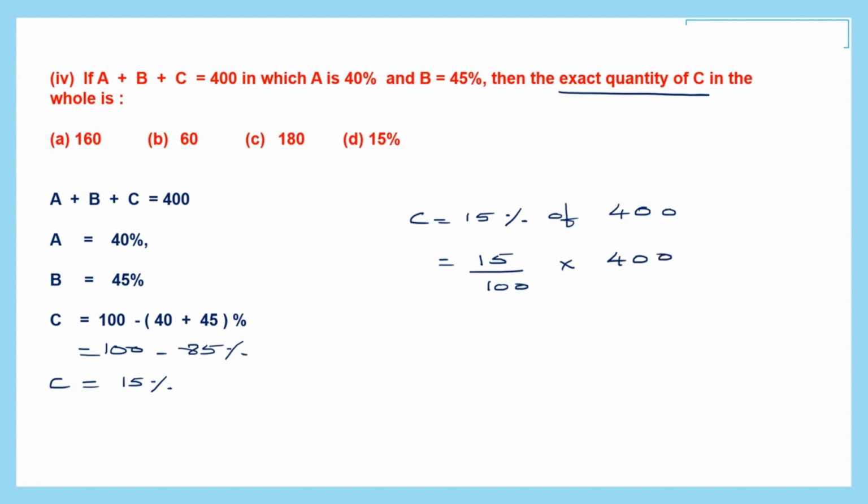Now let's cancel what we can. Here there are 2 zeros, here also 2 zeros. Now we just multiply 15 into 4. 15 fours are 60. So the exact quantity of C is 60. The percentage is 15, but the quantity is 60 and that is option B. So let's take option B.